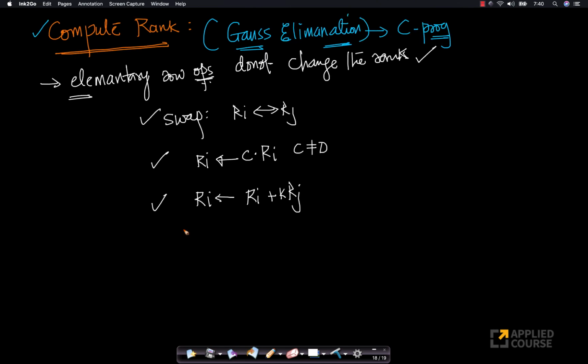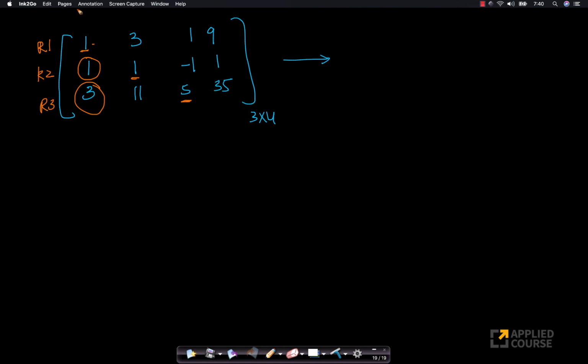By the way, just like elementary row operations do not change the rank, elementary column operations also do not change the rank. But anyway, let's just stick to row operations now, because it's easier as part of Gauss elimination. Now, if I want to make this 0, what do I do? Can I say R2 as R2 minus R1? Look at what I'm doing. I want to make this 0, so if I subtract this from this, I'll get 0.